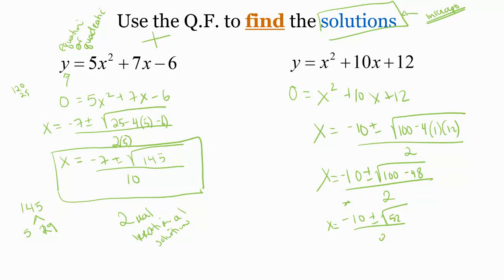So negative 10 plus or minus the square root of 52, all over 2. Let's see, can 52 be simplified? If I divide that in half, I get 26. So that's going to be x equals negative 10 plus or minus 2 root 13, all over 2, which means I've got negative 5 plus or minus the square root of 13. Again, I've got two real irrational solutions here.